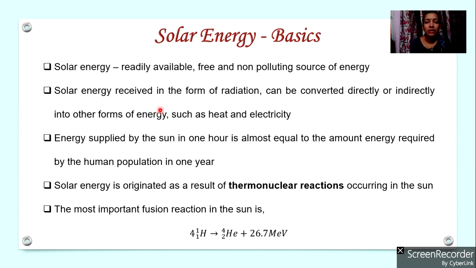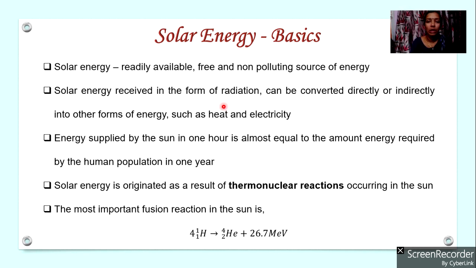So this solar energy received on the earth in the form of radiation can be harnessed mainly in two different ways, and based on the way in which solar energy is utilized, solar energy systems are of two types. They are solar thermal systems and solar electric systems.